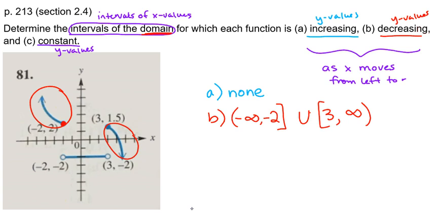And lastly, for the constant, we have this section right here. From what x value to what x value are the y values constant? Looks like this one here is x equals -2, and this one here is x equals 3. And because those are open circles, we don't include those endpoints, so we just have -2 to 3, open brackets.